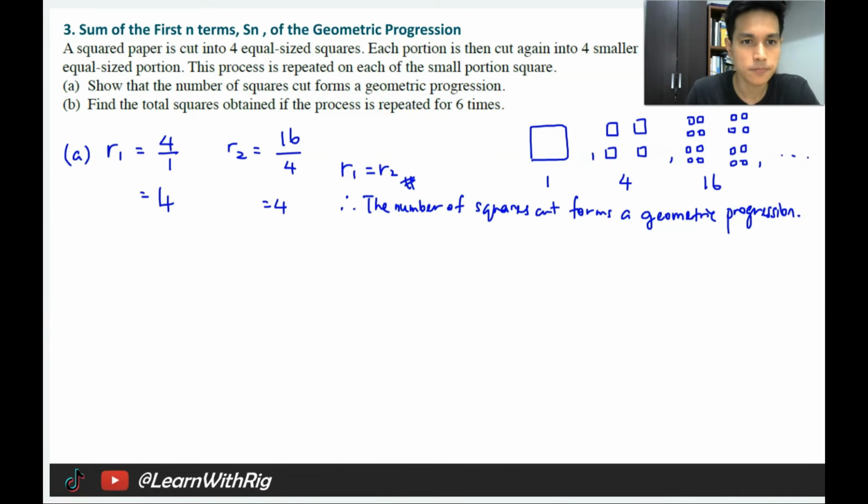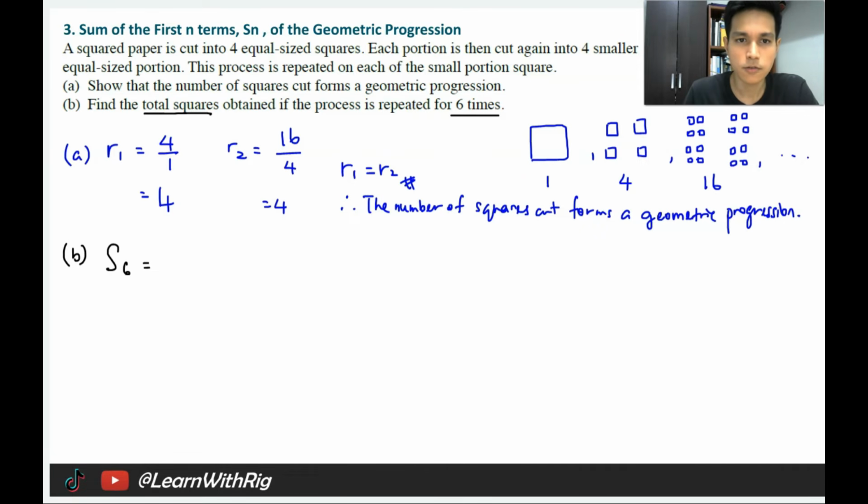Okay, question B. Question B is what? Find the total squares. So they want to know all the squares obtained if the process is repeated for 6 times. So they don't want you to find the Tn. They want you to find everything, total number of squares. So you have to use the Sn formula, sum of terms. So the first term is 1. That means you got 1 square, 4 squares, then 16. So now you want to find the sum of the terms when it is repeated for 6 times. So now your Sn becomes S6, sum of the 6 terms.